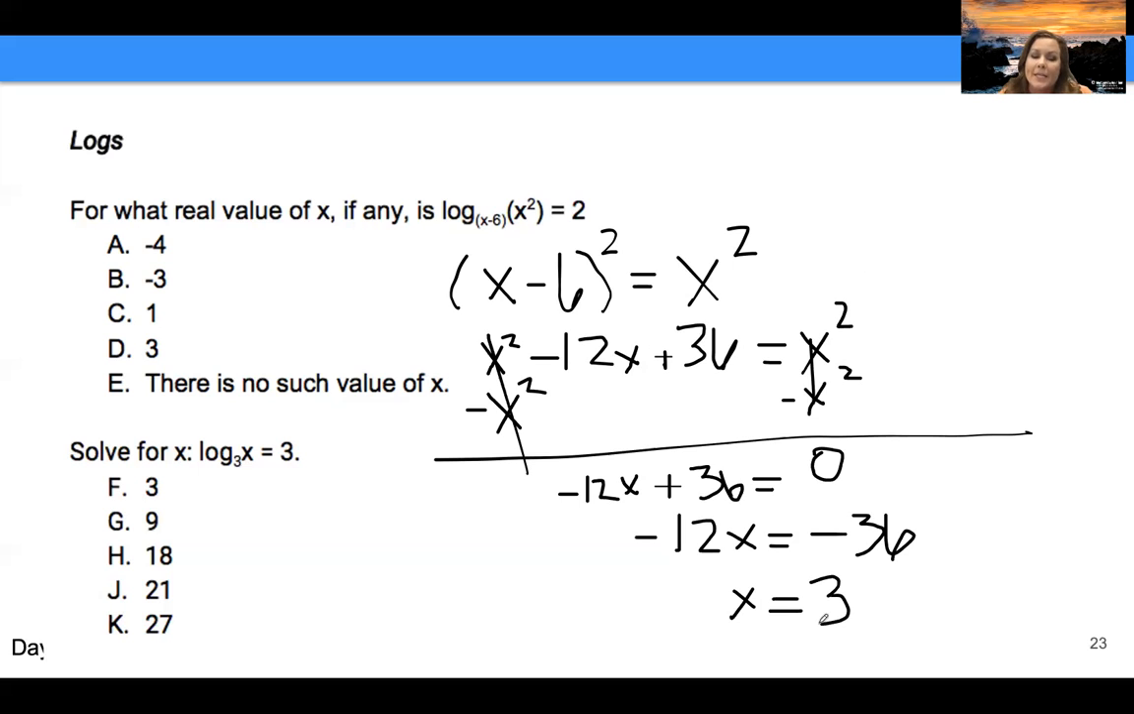Now, if that didn't come to mind, could you always start plugging in values? Sure, but you've got to know if you do 3 minus 6, that's going to give you negative 3 squared, which should be equal to 3 squared. Now this next one is simply 3 cubed. If we rewrite it, it's 3 cubed equals x. Well, what is 3 cubed? 27.